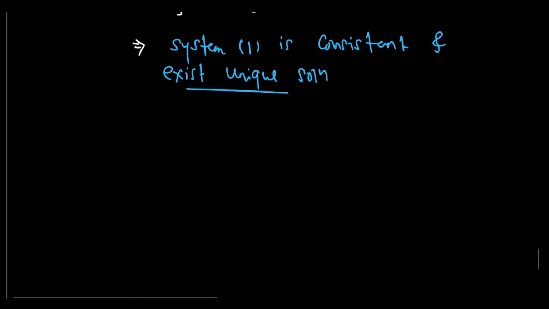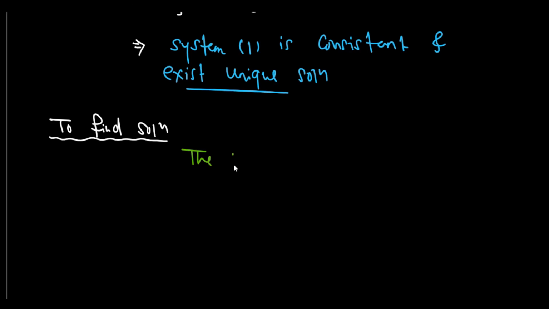So how to find the solution? We already know the matrix form of the equation. So we write the matrix form. The matrix form is Ax equal to B.